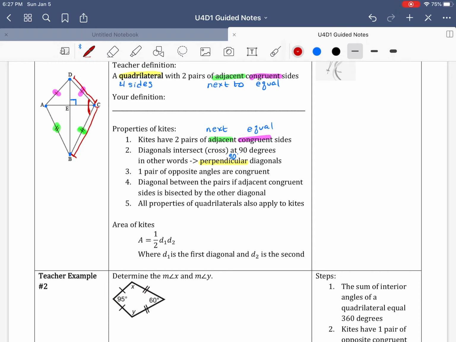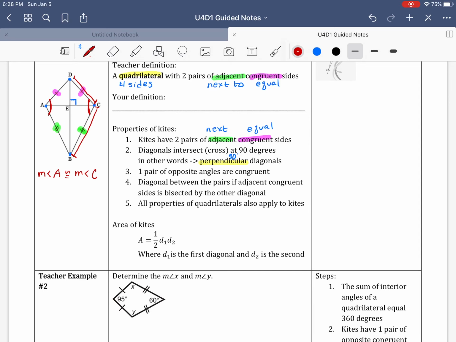And that angle is going to be opposite angle A, and we know that the measure of angle A and angle C are congruent. Right? So this is where your long side and your short side meet. That angle is congruent to the opposite angle.